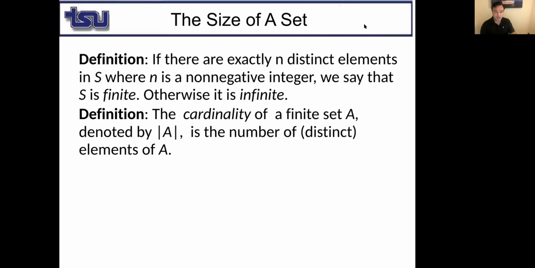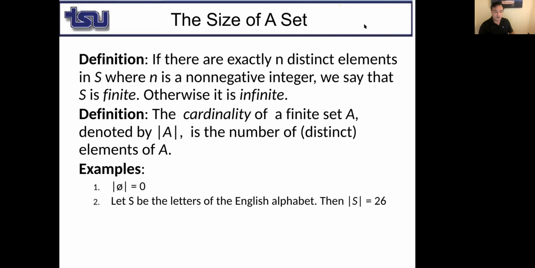The cardinality of a set is denoted by the absolute value of A, or A between double pipes. This shows the number of distinct elements. For example, what is the cardinality of the empty set? The empty set does not contain any elements, so the size is 0. How about the set of letters of the English alphabet? 26, so the size is 26. How about this one? 1, 2, 3, the size is 3. And here, remember, this is the set that contains the empty set in it, so the size is 1. The set of integers is infinite, obviously.